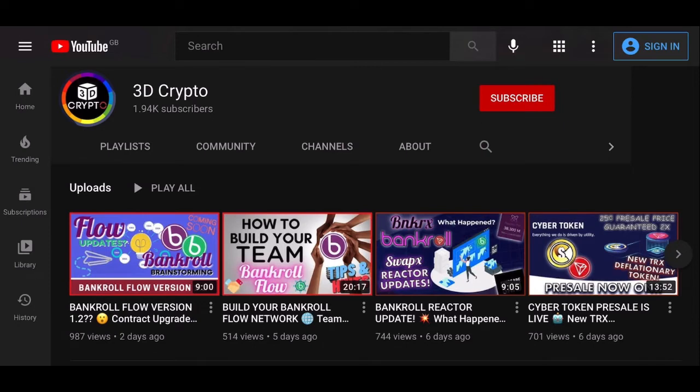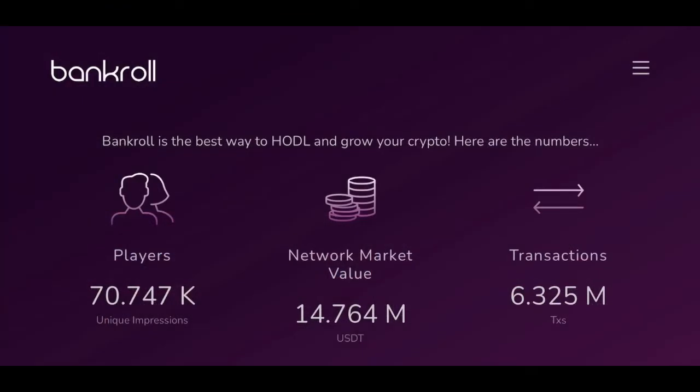So let me head on over to the Bankroll page. So guys, here's the Bankroll page and we can see that we've got over 70,000 players, network market value of just under $15, and we've got transactions valued at 6.325 million. So 6.3 million in transactions is what we've done.